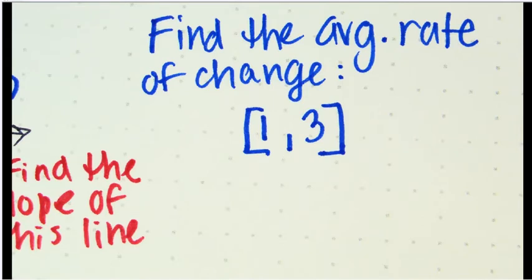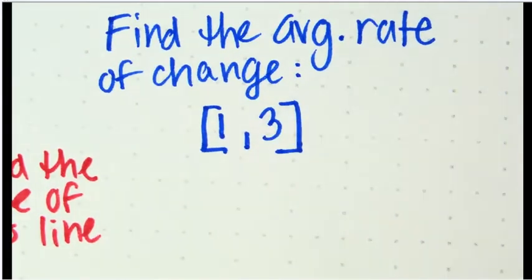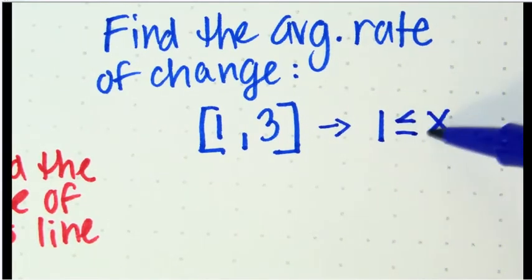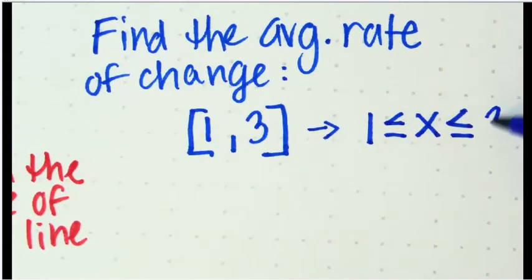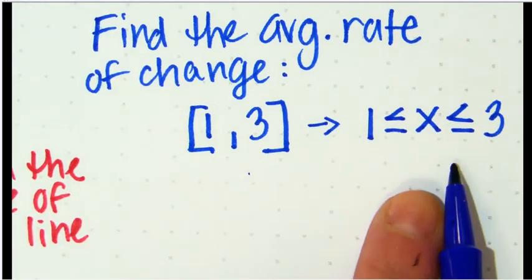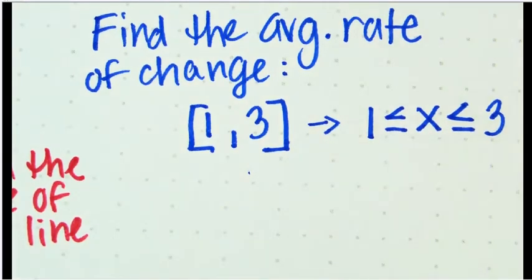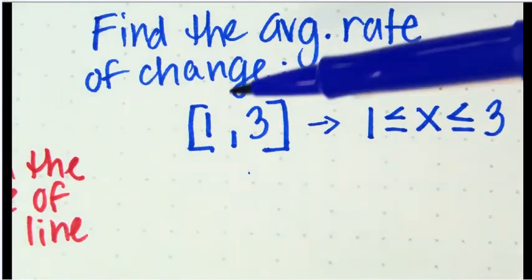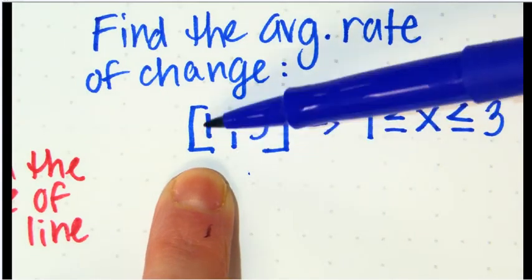So interval notation is another way of writing an inequality. The inequality that would match this interval notation would be 1 less than or equal to x less than or equal to 3. This is interval notation. This is written as an inequality. You're going to see both, especially a lot in algebra 2.